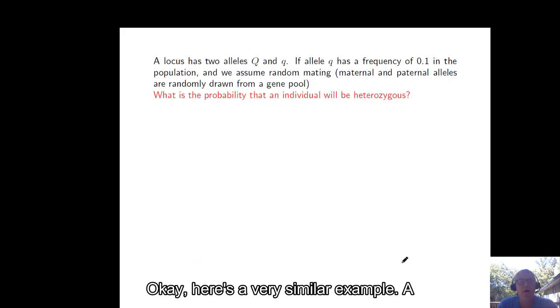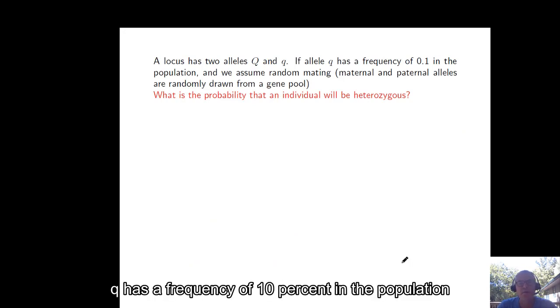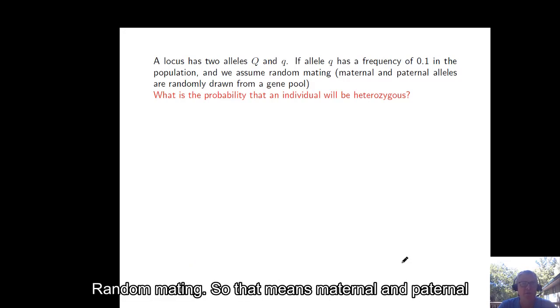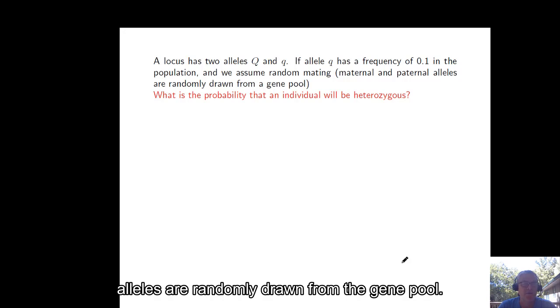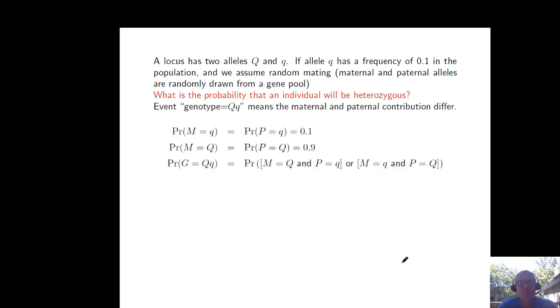Okay. Here's a very similar example. A locus has two alleles, big Q and little q. If allele little q has a frequency of 10% in the population, and we assume random mating, so that means maternal and paternal alleles are randomly drawn from the gene pool, what's the probability that an individual will be heterozygous?